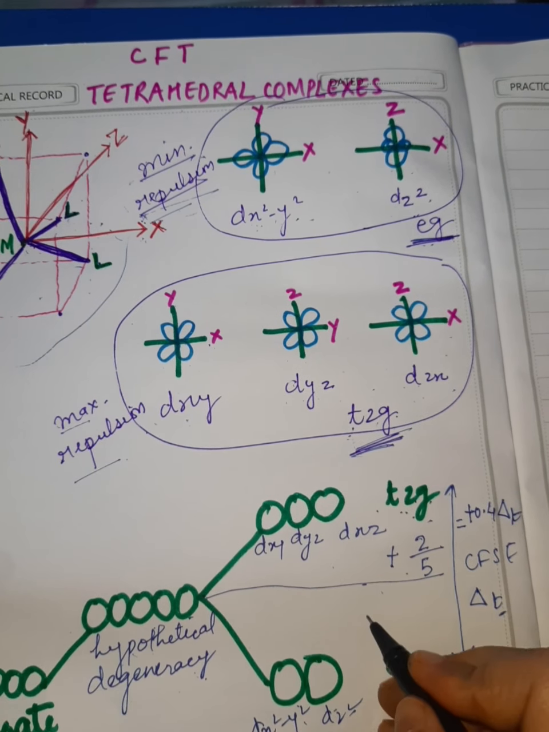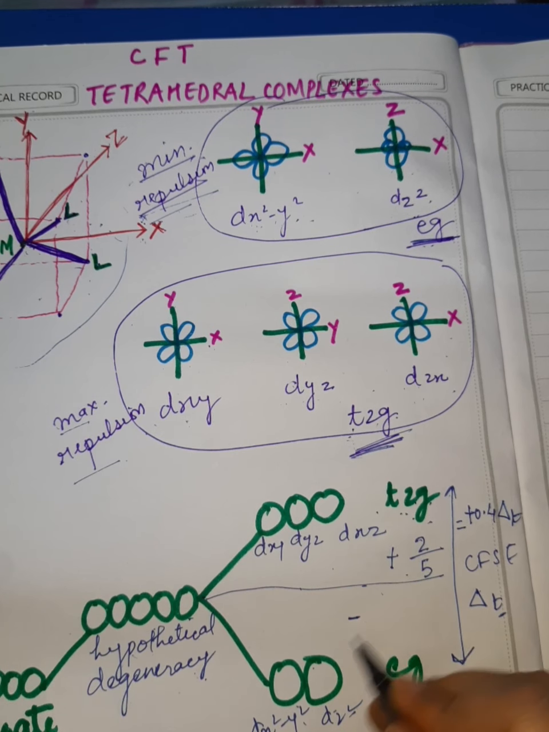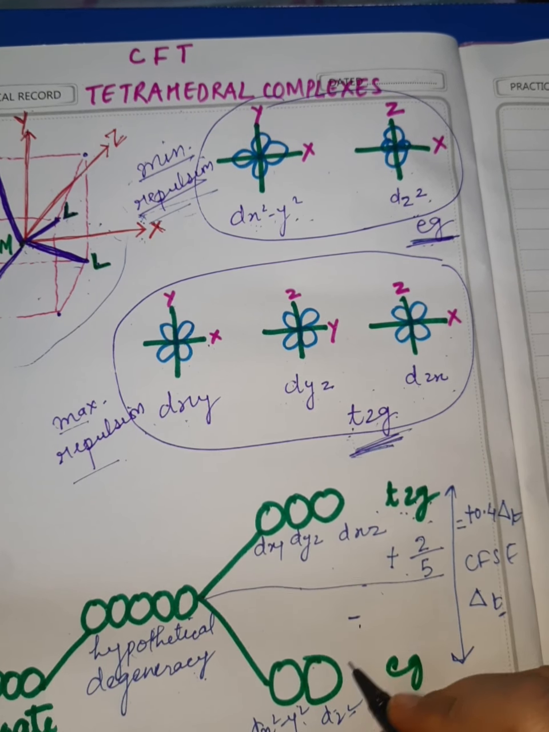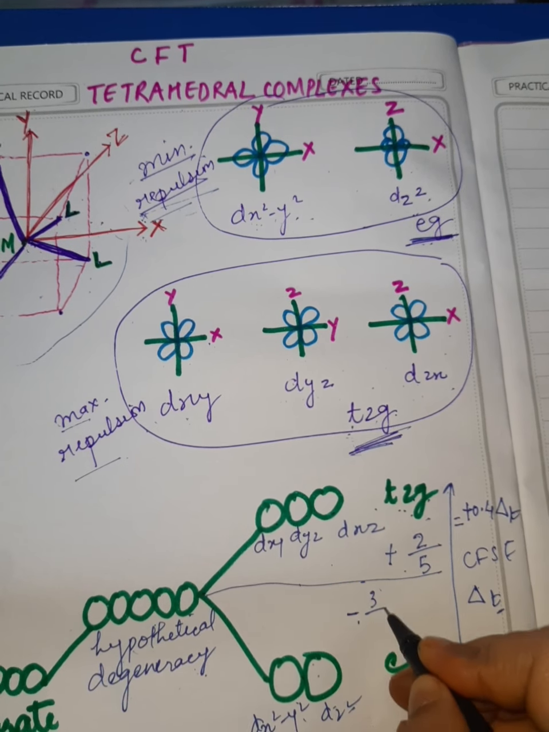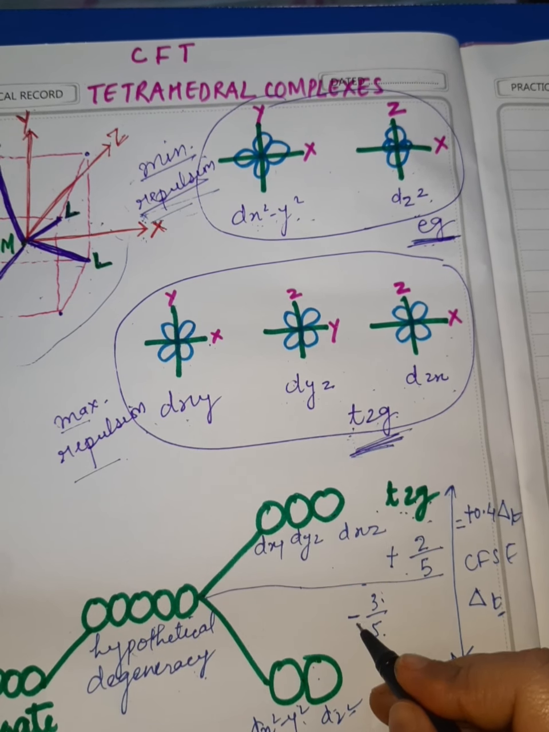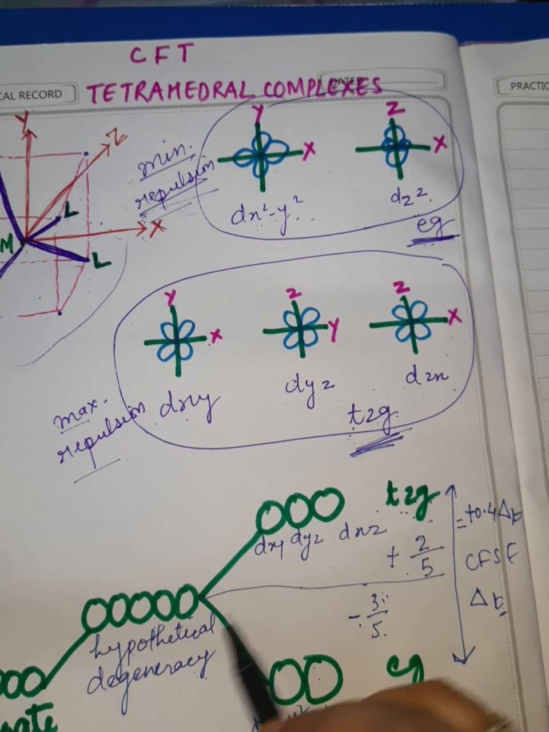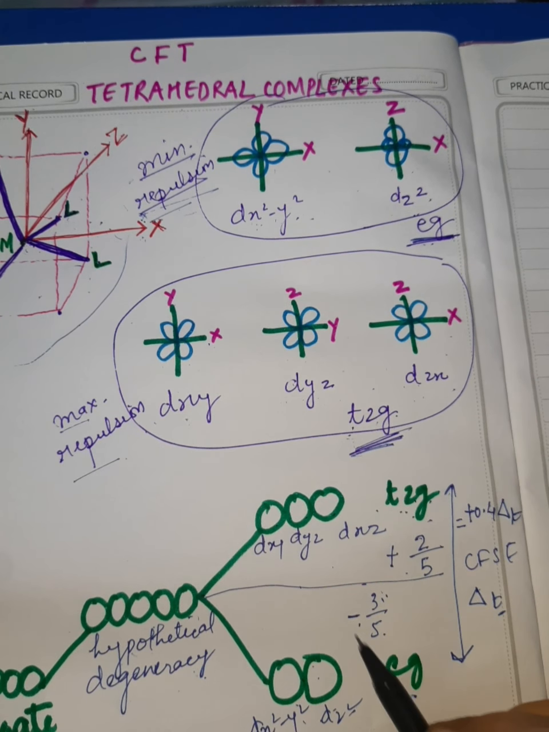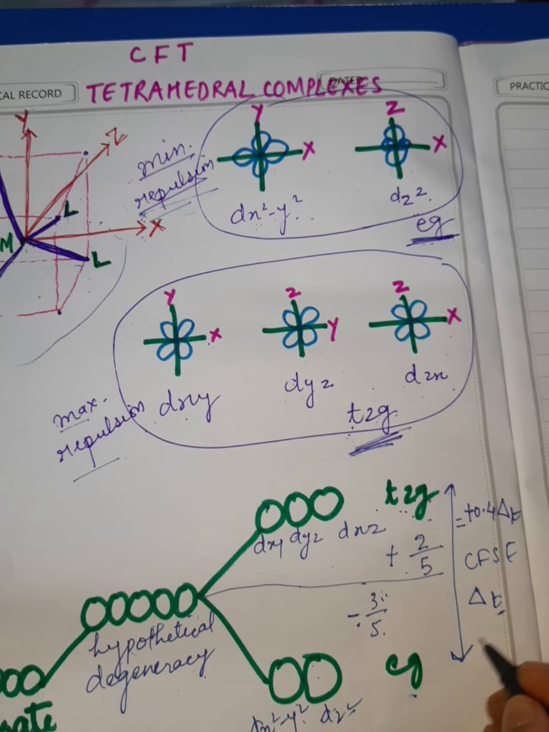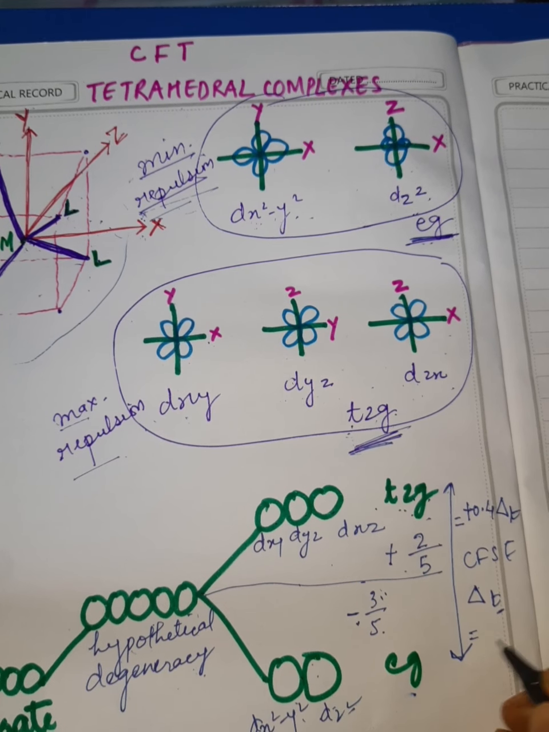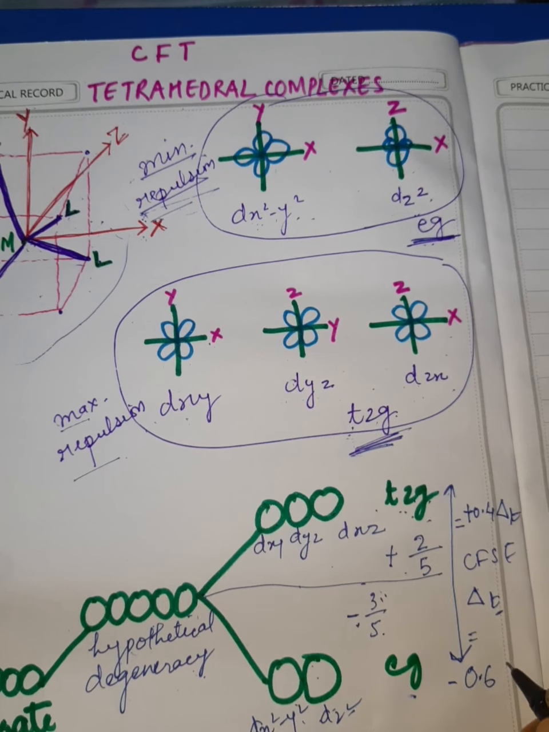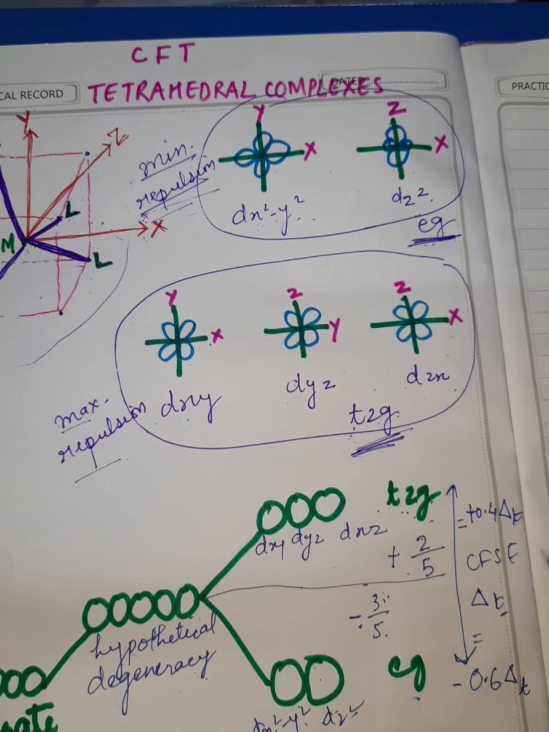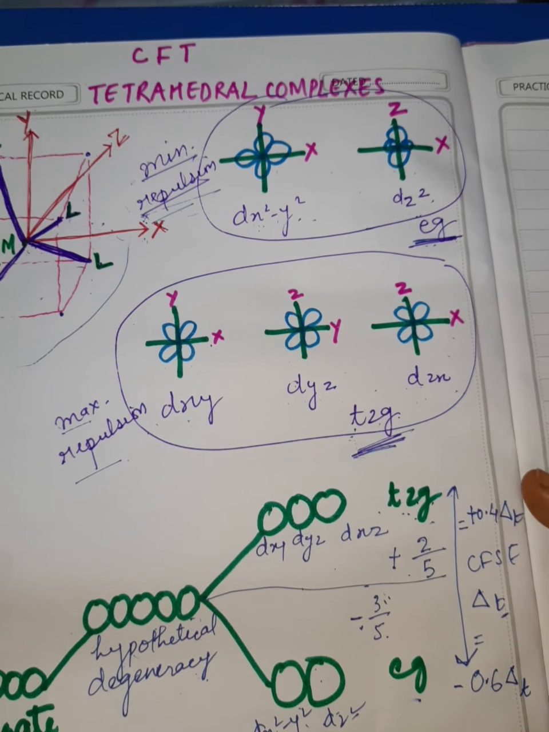Now the EG set will have energy less than the hypothetical degeneracy. Minus stands for less. How much? They have energy lesser than those 3 orbitals, no? So it is 3 by 5. They have a 3 by 5 fraction of energy lesser than the hypothetical degeneracy. Since they have less energy, so minus, which is equal to 0.6 minus delta T. So this is the crystal field splitting in case of tetrahedral complexes.